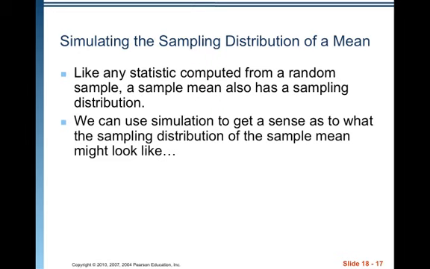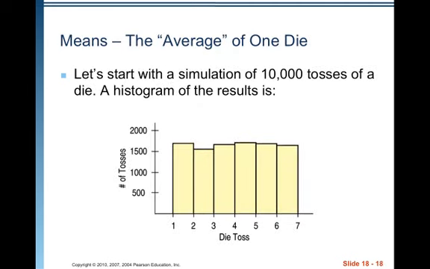So what we're going to do now is look at another case and use simulation to see what we get. This is the average of one die. Let's start with a simulation of 10,000 tosses of a die. So this is where n equals 1. We're just looking at the tosses of a single die, but we're going to repeat that 10,000 times. A histogram of the results is kind of what we would expect it to be, pretty uniform.